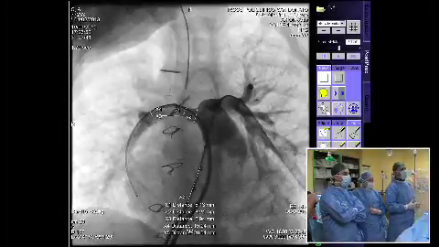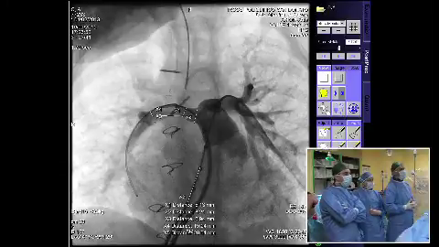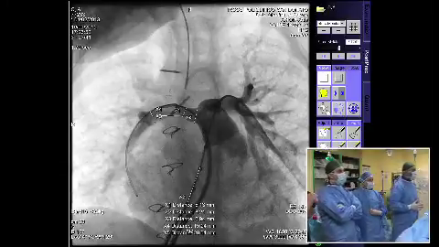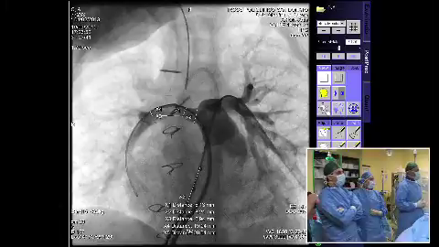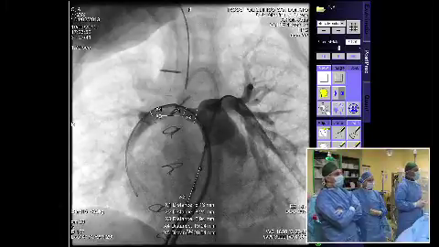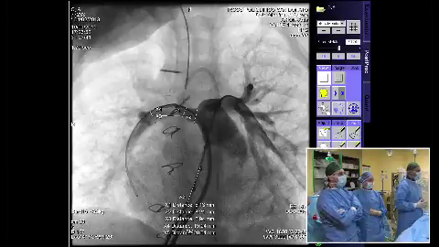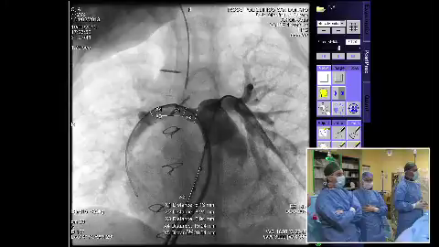Here you see the measurements on the right PA. The smaller part is around 4 or 5 millimeters, and the larger part of the pulmonary artery is measured at 8.2 with a length of around 20 millimeters.